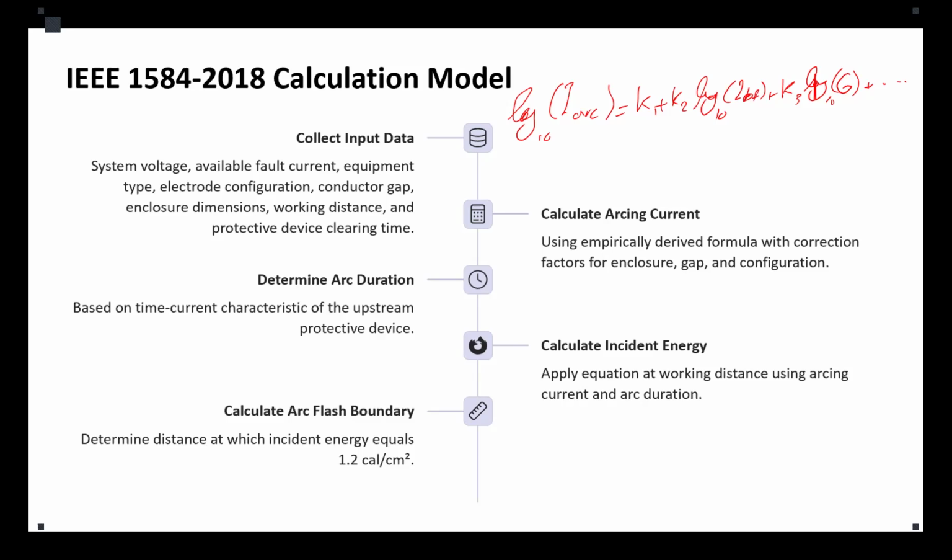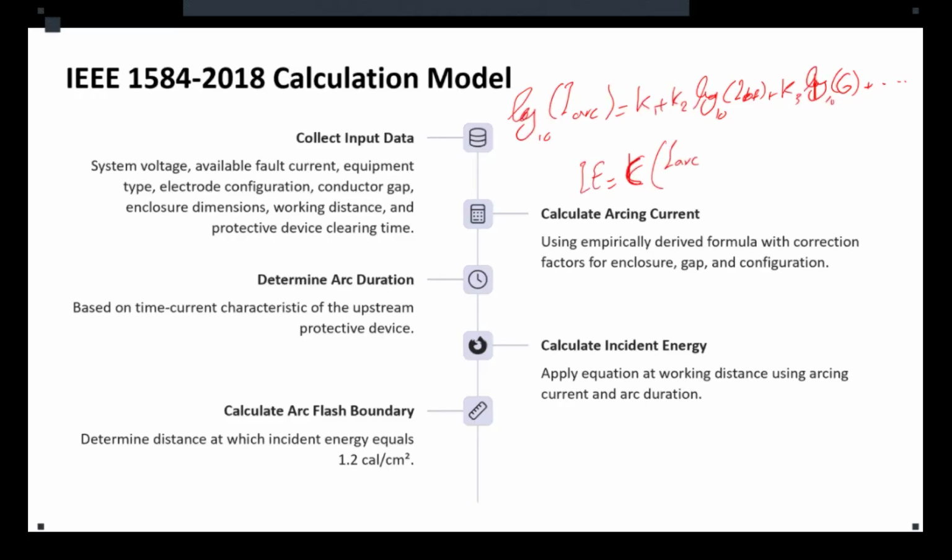After that, you will calculate the incident energy level. Okay, the formula for incident energy is IE equals C times the arcing current over V to the power of X to the power of Y, times the time duration of the arc. Now, let's see what IE is: the incident energy, which is in calories per square centimeter.